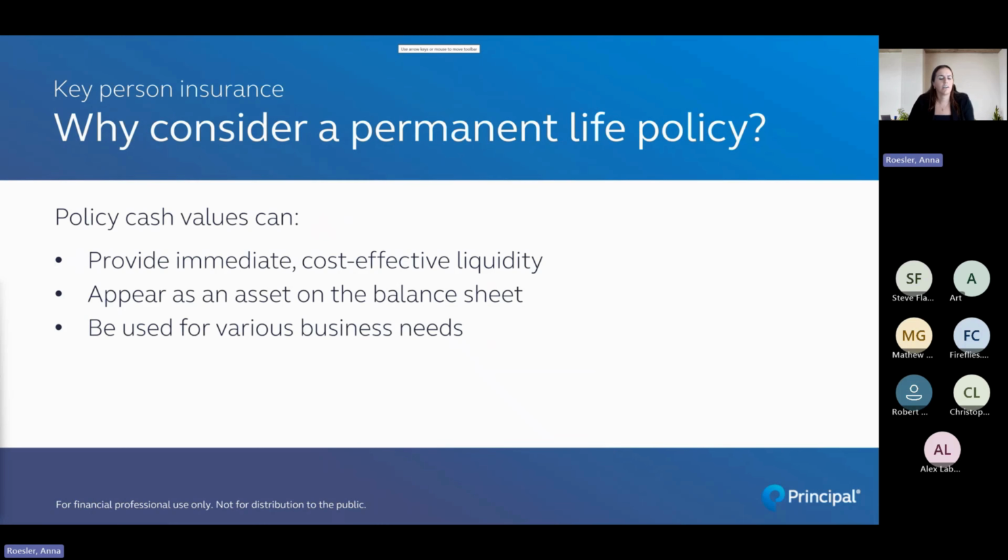So why consider using a permanent life policy over a term policy for key person? By having the policy cash value, there's that immediate liquidity. It's an asset on the balance sheet, and it can be used for a number of business needs. And it's all available without the death having to happen. This is just the fund of money that is available within the insurance policy to take distributions from.